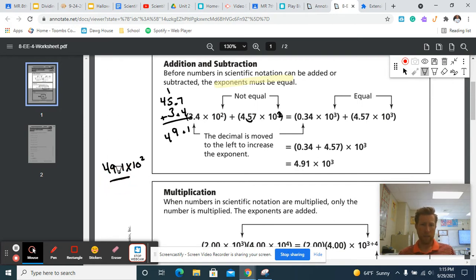Okay, because scientific notation is whenever we have it where it's between 1 and 10. So I've got to move this decimal. So whenever I do that, it then becomes 4.91 times 10 to the third power. Okay, so that's really the biggie right there, is where you've got to make them equal.